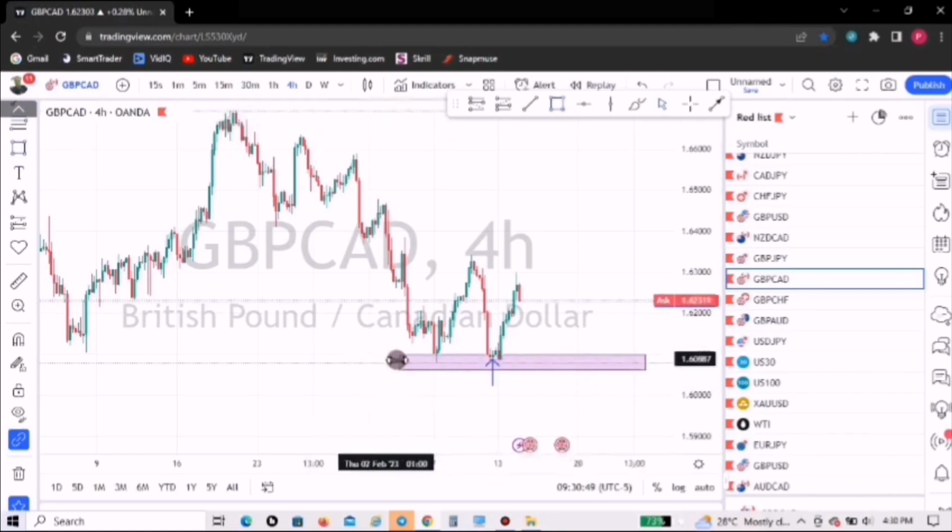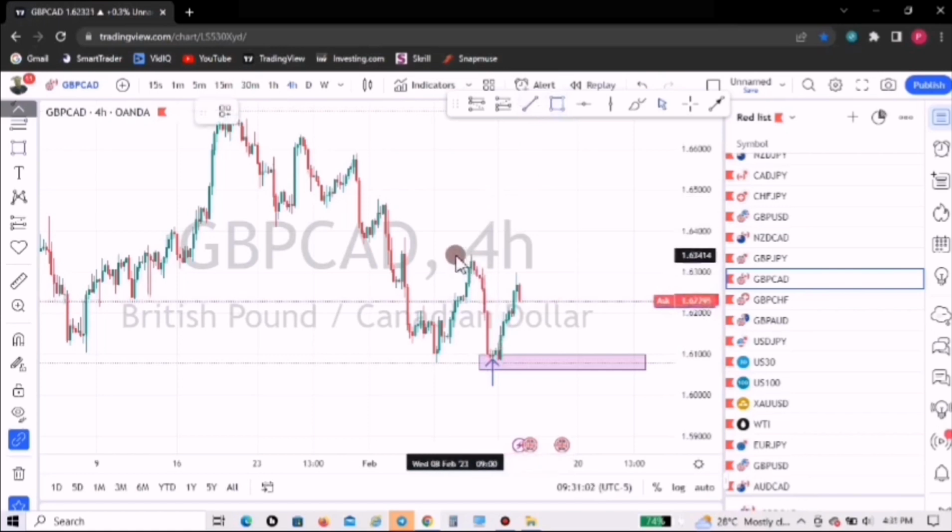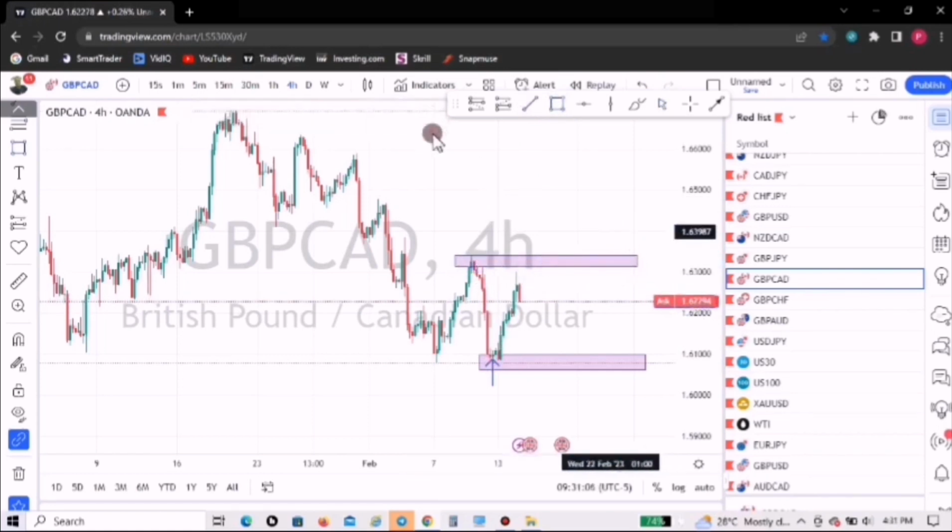Now, the move, let me just do this. The move that led to this lowest point, clearly it's here. Price started here and came to this lowest point. So you mark this lowest point. And one thing that I forgot to mention, I start analyzing from the 4-hour time frame.